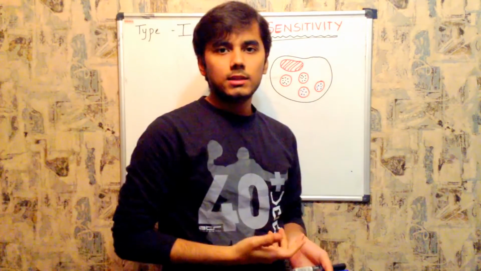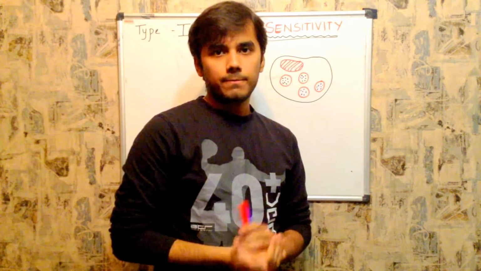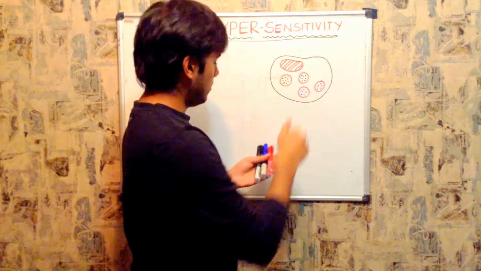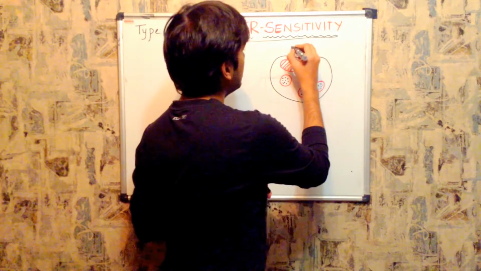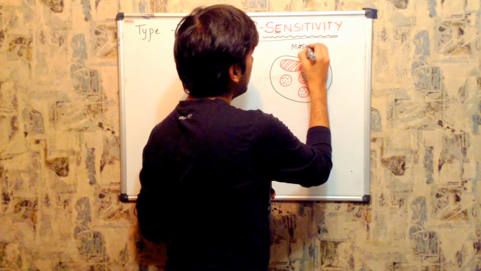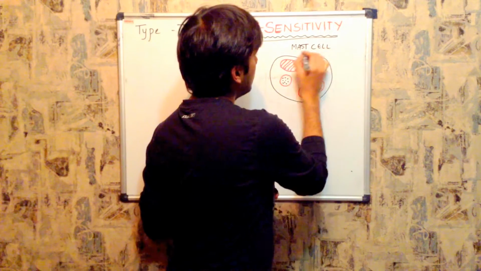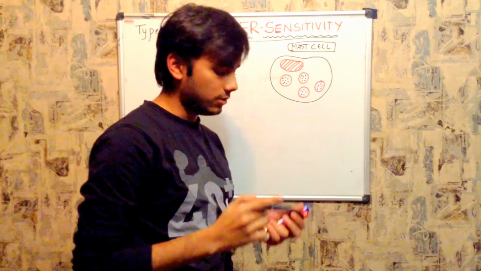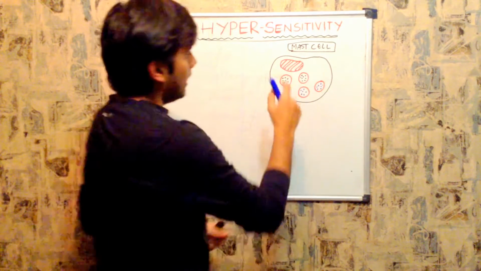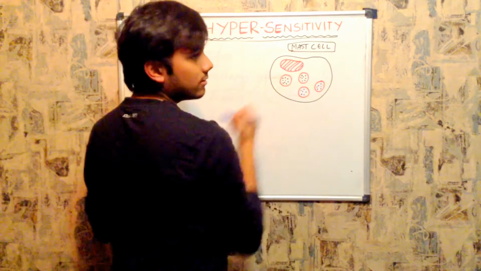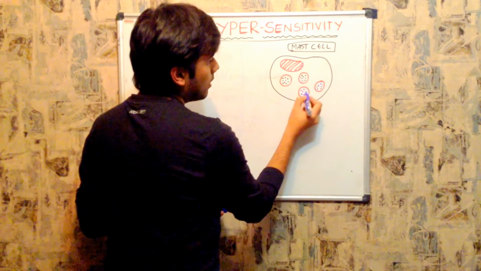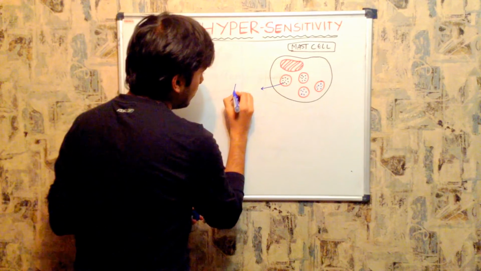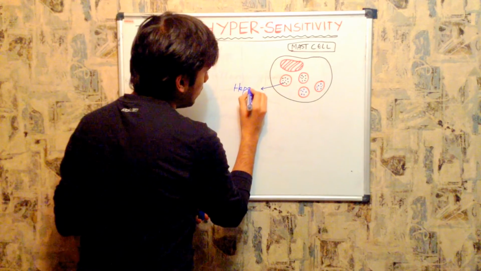The other name for the mast cell is mastocyte, and another name is labrocyte. No one is going to ask you the remaining names, so just remember this as your mast cell, because it is the main cell playing a role in type 1 hypersensitivity. Now, this is your nucleus, and these are your vesicles. These vesicles contain heparin, as you have studied before.